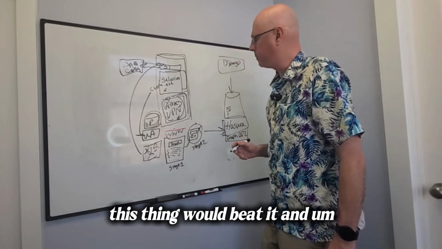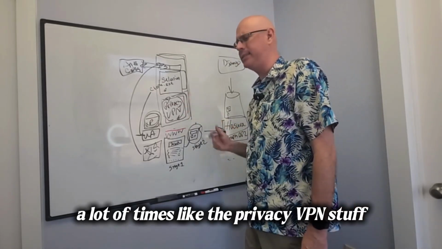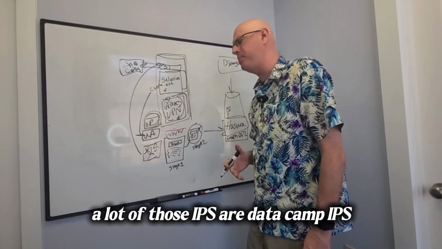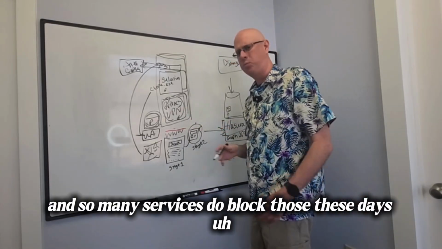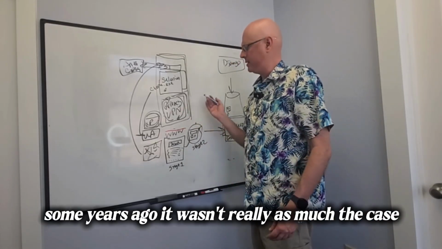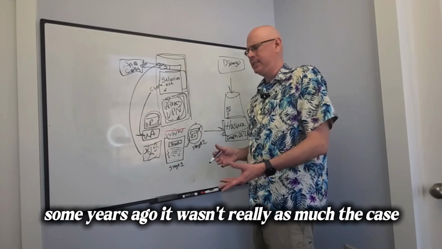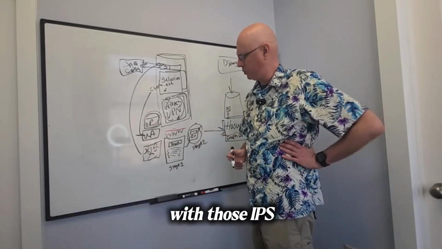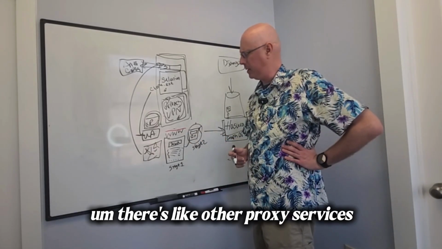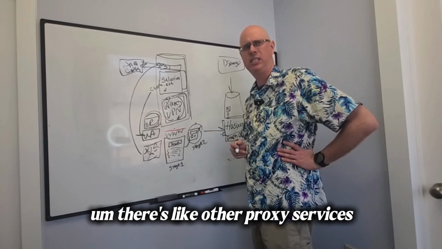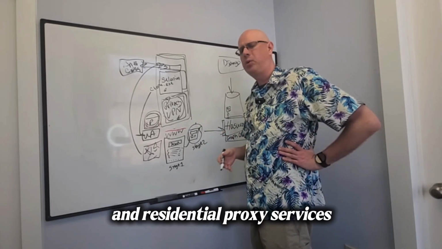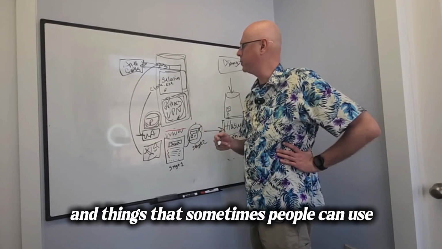And a lot of times with the privacy VPN stuff, a lot of those IPs are data center IPs, and so many services do block those these days. Some years ago, it wasn't really as much the case, and it was kind of a little more of the Wild West with those IPs. There are other proxy services and residential proxy services that sometimes people can use.